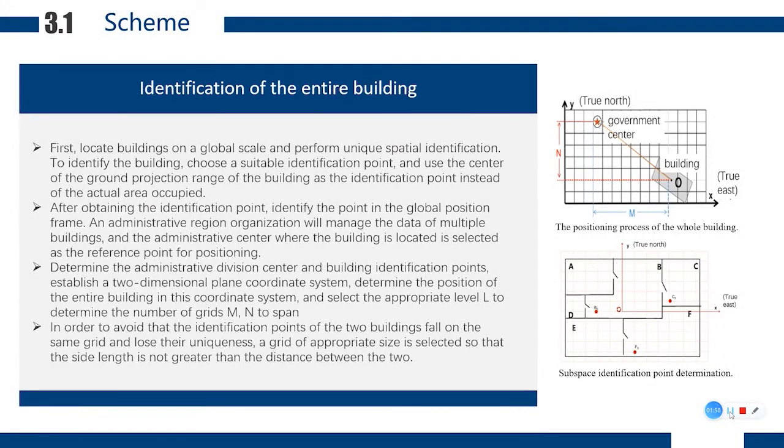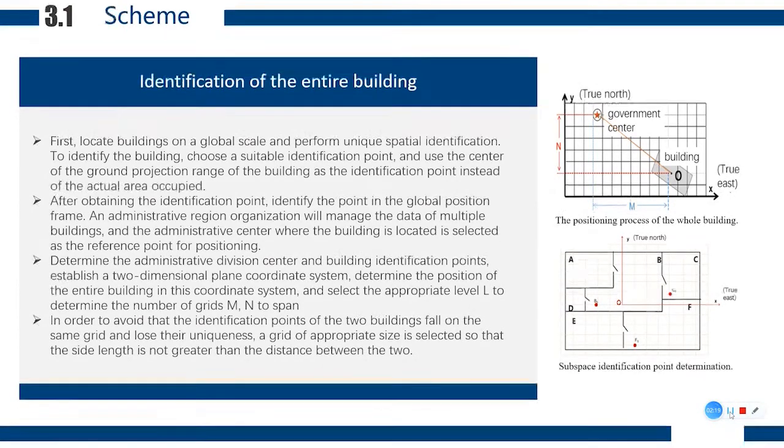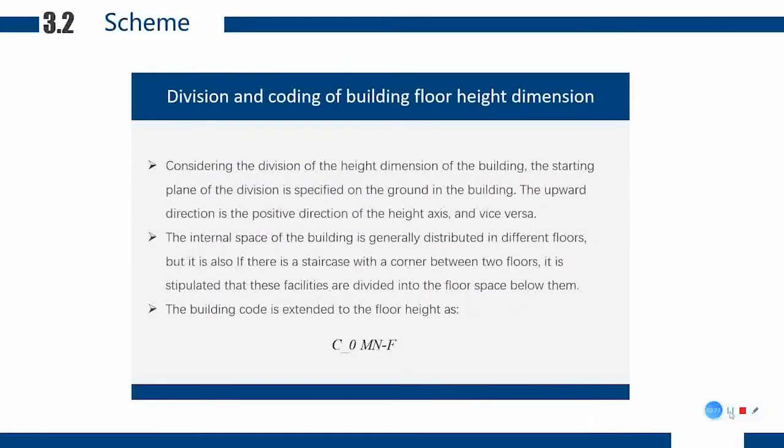In order to avoid that the identification points of two buildings fall on the same grid and lose their uniqueness, a grid of appropriate size is selected so that the grid length is not greater than the distance between the two. Then we should explain division and coding of building floor height dimensions.